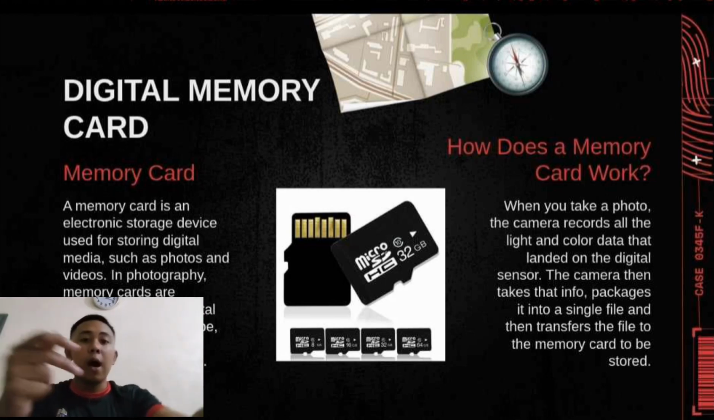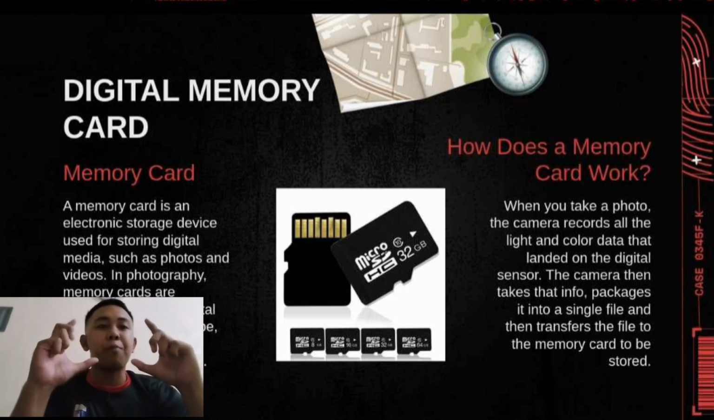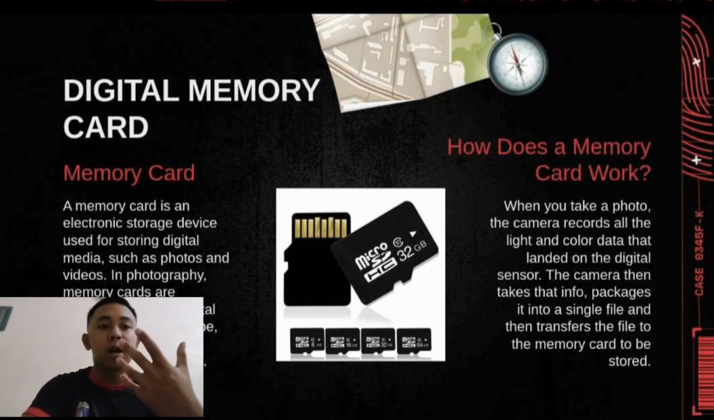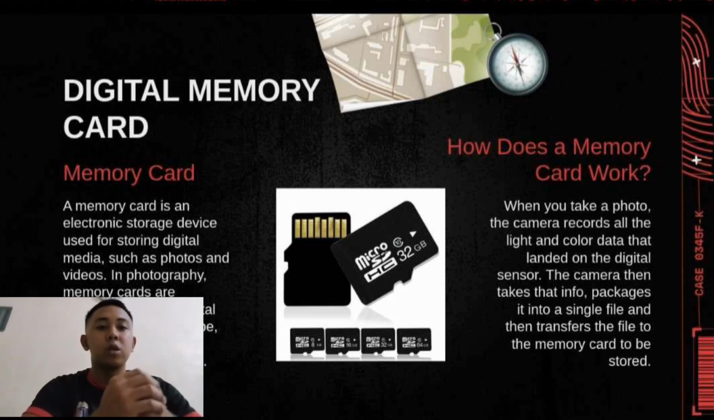So, how does a memory card work? When you take a photo, the camera records all the light and color data that landed in the digital sensor. The camera then packages the info into a single file, then transfers the file into the memory card to be stored.